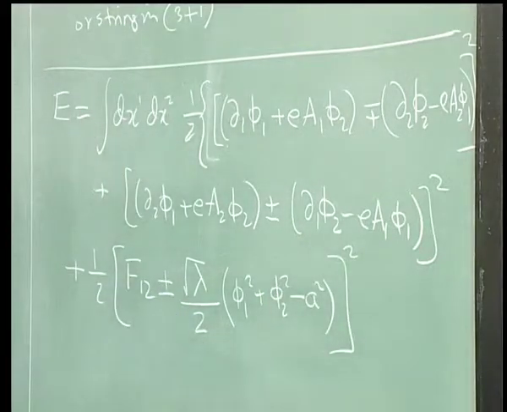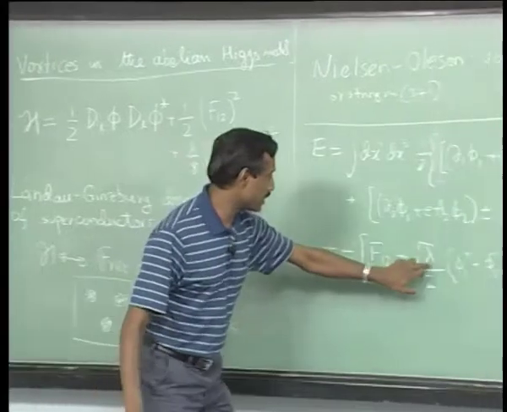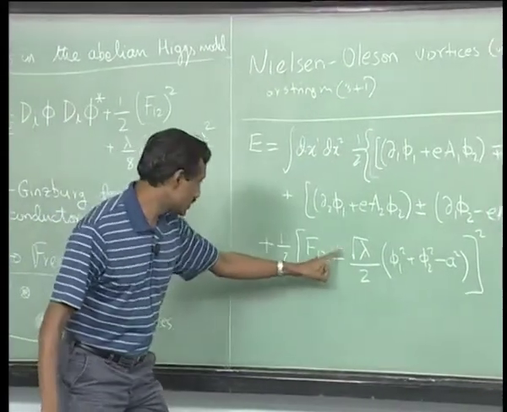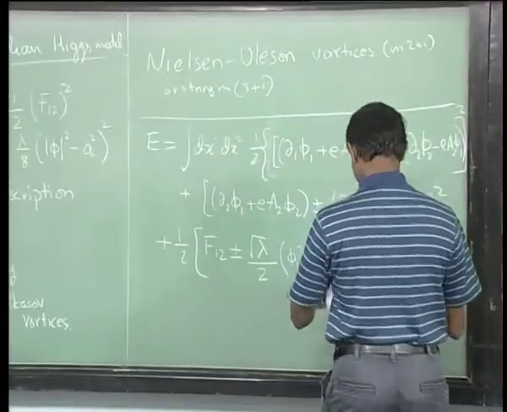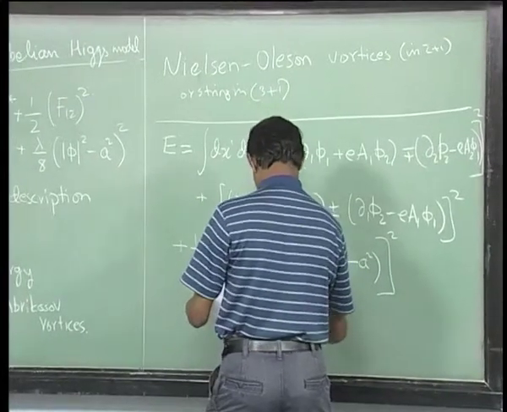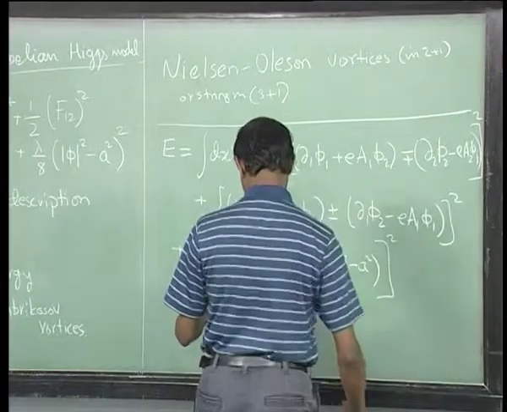Okay. So, if I square this I will get F12 square by 2, which is this term, and if I square this I will get lambda square by 4 into 2, that will give you this term. But there is the cross term which we have to write, and so that would be minus or plus.